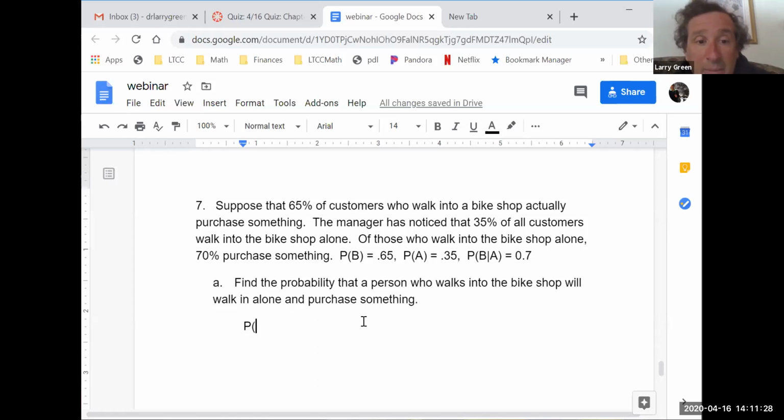Yeah, that's an A and B, because they have to do both to be counted. Well, we don't have A and B exactly, but what we do have is B given A. And we have a formula. That's the probability of B given A times the probability of A. That was a formula for and probabilities. And then you just plug in, because we've already got it written. That's 0.7 times the probability of A, which was 0.35.